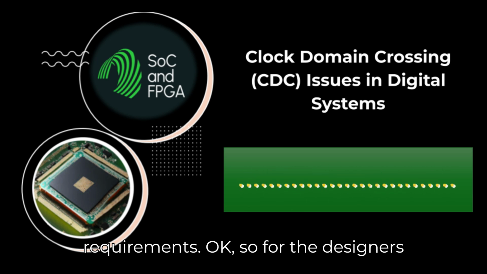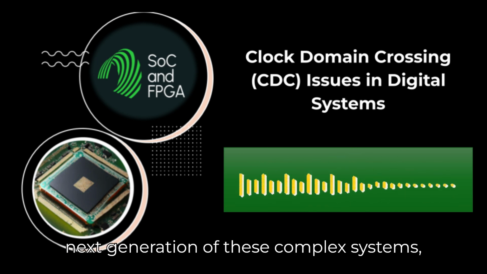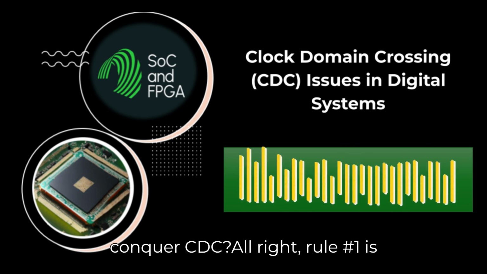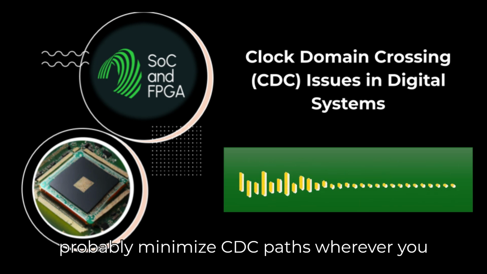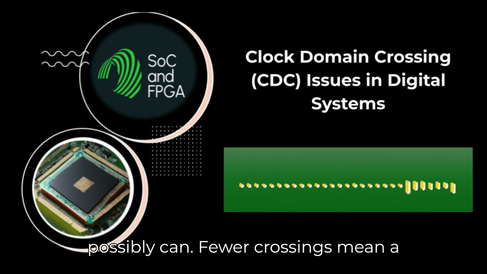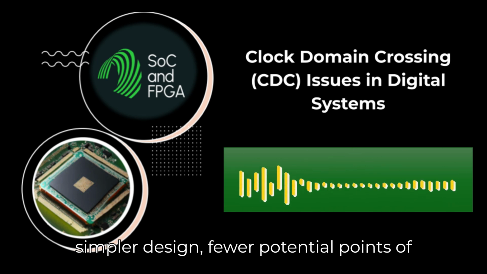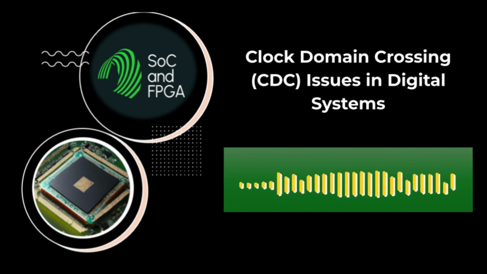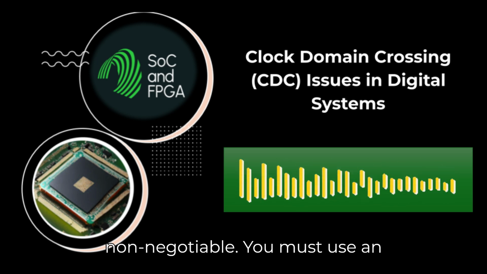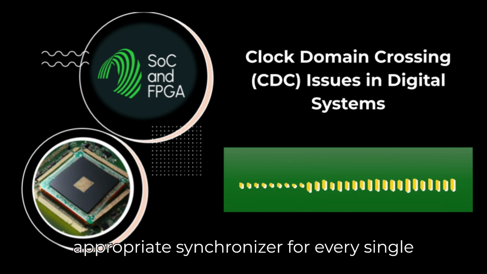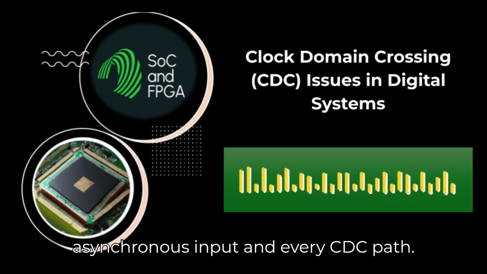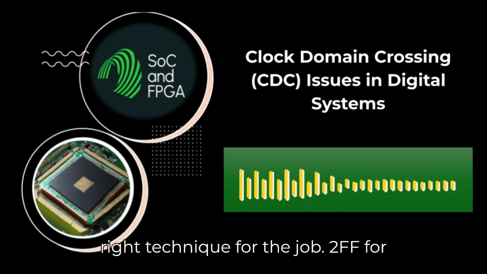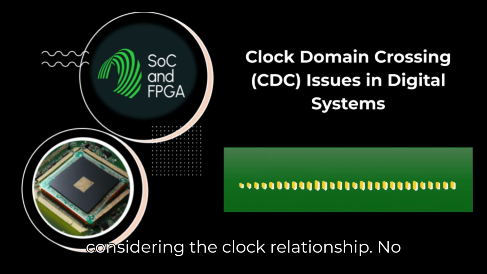Okay, so for the designers listening, the ones actually building the next generation of these complex systems, what are the golden rules? What are the absolute must-follow best practices to conquer CDC? Right, rule number one is probably minimize CDC paths wherever you possibly can. Fewer crossings mean a simpler design, fewer potential points of failure, less to worry about, less to verify. Makes sense. Keep it simple. Then, proper synchronization is just non-negotiable. You must use an appropriate synchronizer for every single asynchronous input and every CDC path, no exceptions. And critically, choose the right technique for the job, 2FF for single bits, something else for multi-bit, considering the clock relationship.